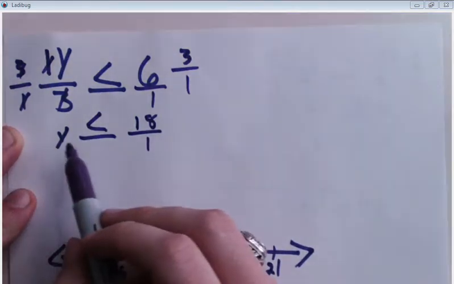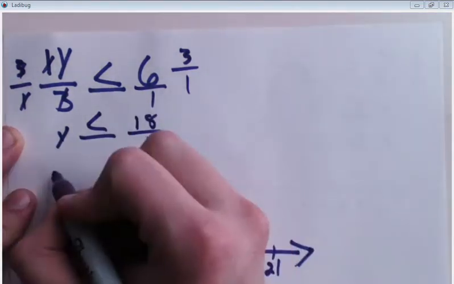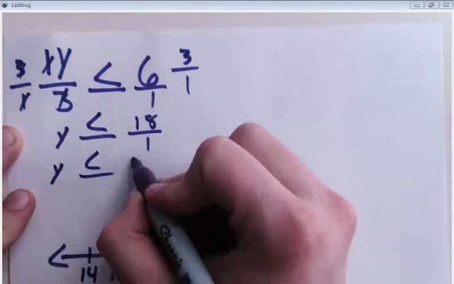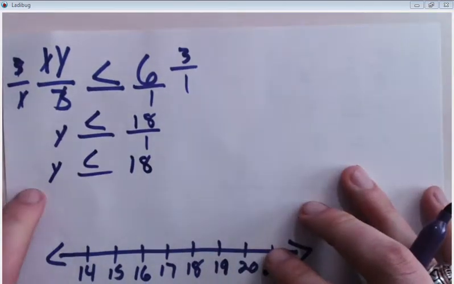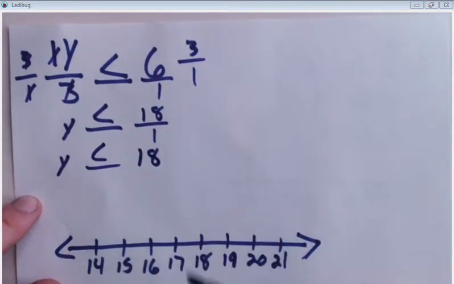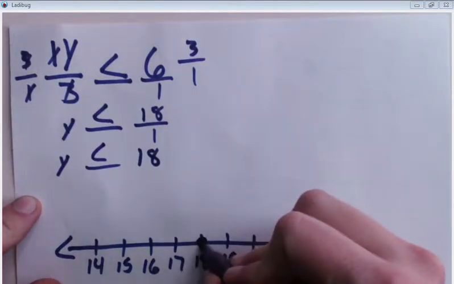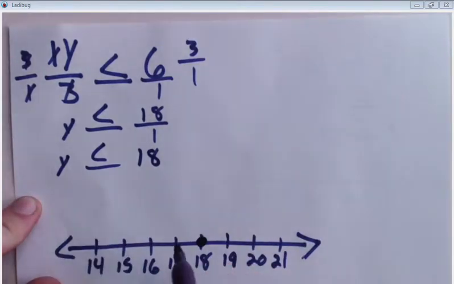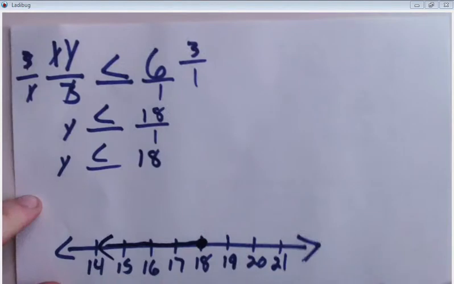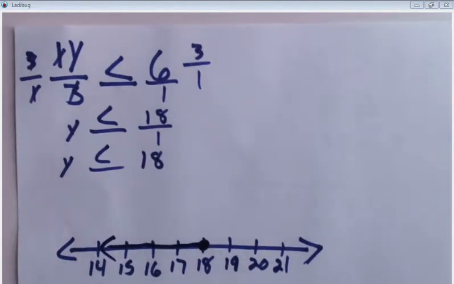So now I've got y is less than or equal to 18 over 1, which we know we can simplify by doing 18 divided by 1, which gives us 18. So our final inequality reads y is less than or equal to 18. And then if I come down here, I've got an equal part again. So I'm going to go ahead and fill in that circle. And y is going to be everything less than or equal. So everything less than 18 or equal to 18. So we would go that way. All right, so there's example number 2. Let's go ahead and check out number 3.